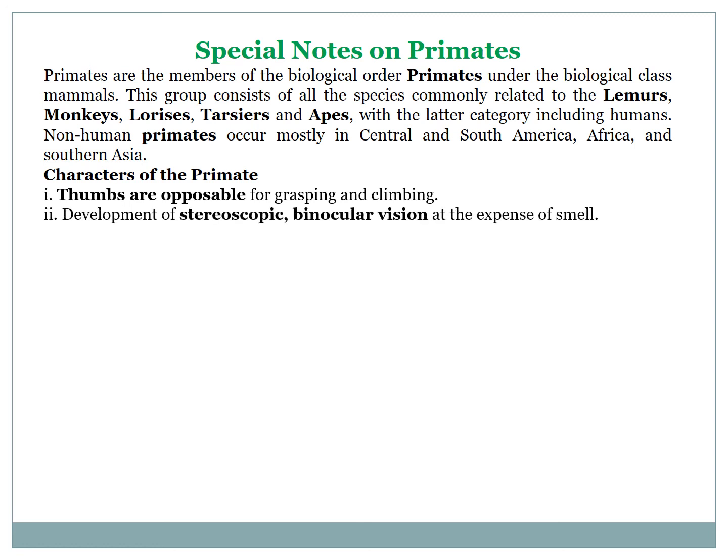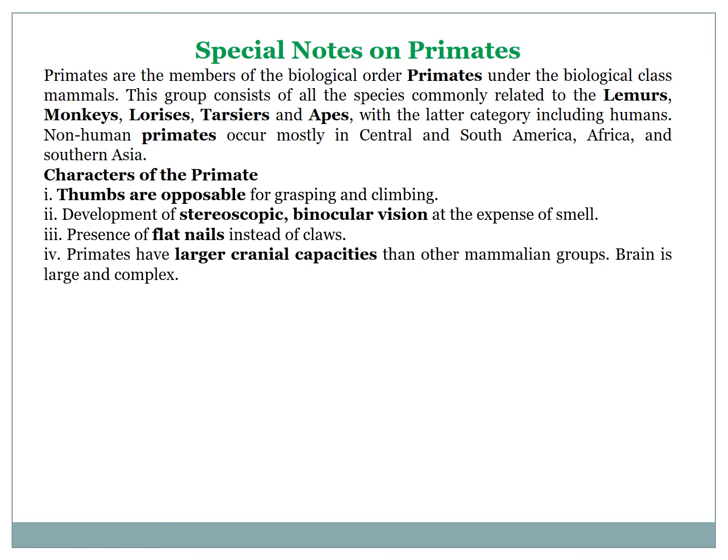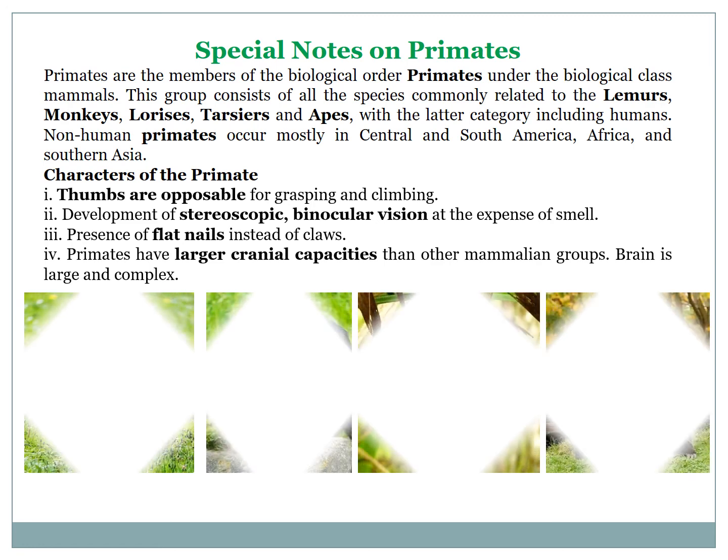They have a stereoscopic binocular vision. Both the eyes are present on one surface, on the flat surface of the face, and that is why they have an acute sense of vision, which may compensate for their lack of smell. They have flat nails instead of claws. The cranial capacity of primates is greater than other mammals. They have a comparatively large brain.